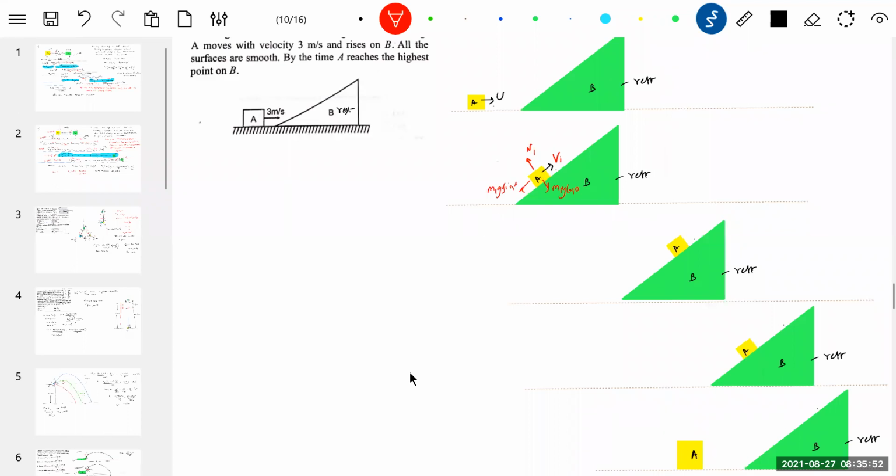With respect to ground, it will have some velocity, UR I'll write it, with respect to the wedge. Then N1 will also act on the wedge. And because of N1 sin theta, what do we expect of the wedge? The wedge will start moving. Means the moment the block starts climbing onto the wedge, N1 sin theta will act on the wedge, and because of that the wedge will start moving towards right. So this will acquire velocity, say v2.